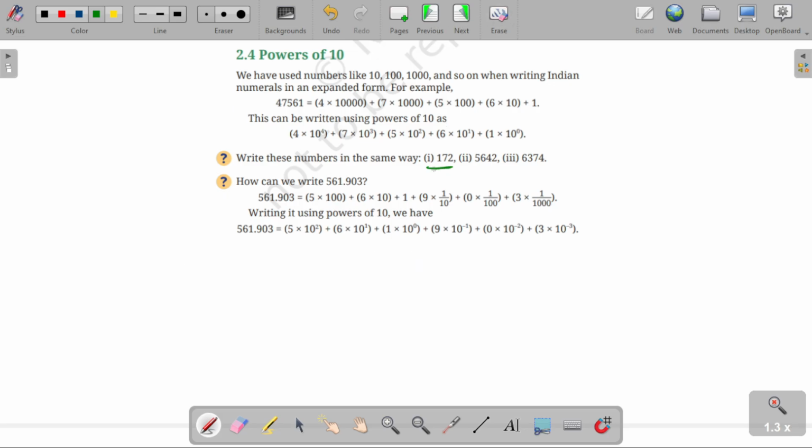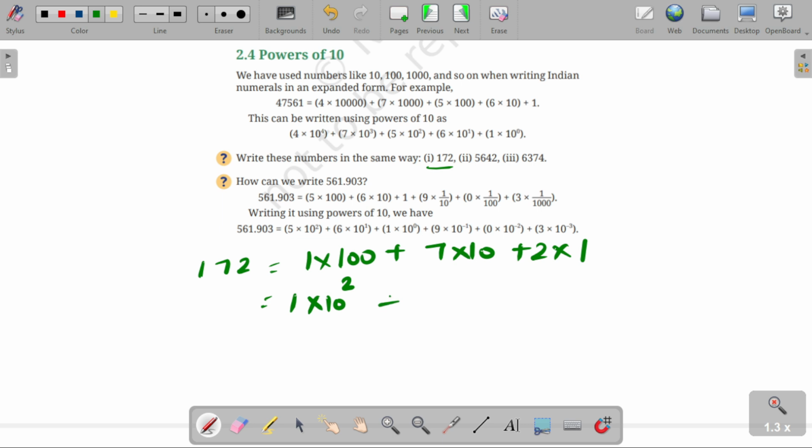So let's do this example now. 172 is 1 into 100 plus 7 into 10 plus 2 into 1, right? It can be written as 1 into 10 squared, 7 into 10 raised to 1, and 2 into 10 raised to 0. One can be written as powers of 10. So this is the expanded form. Others can also be done like this, okay?